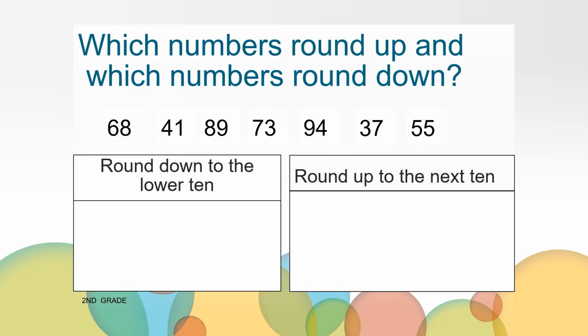Make two boxes on your paper, one for rounds down and one for rounds up. Take a minute and sort these numbers by the rules that we have figured out. You can use number lines or blocks to help you too. Which numbers round up and which numbers round down? Put the numbers in the correct box.